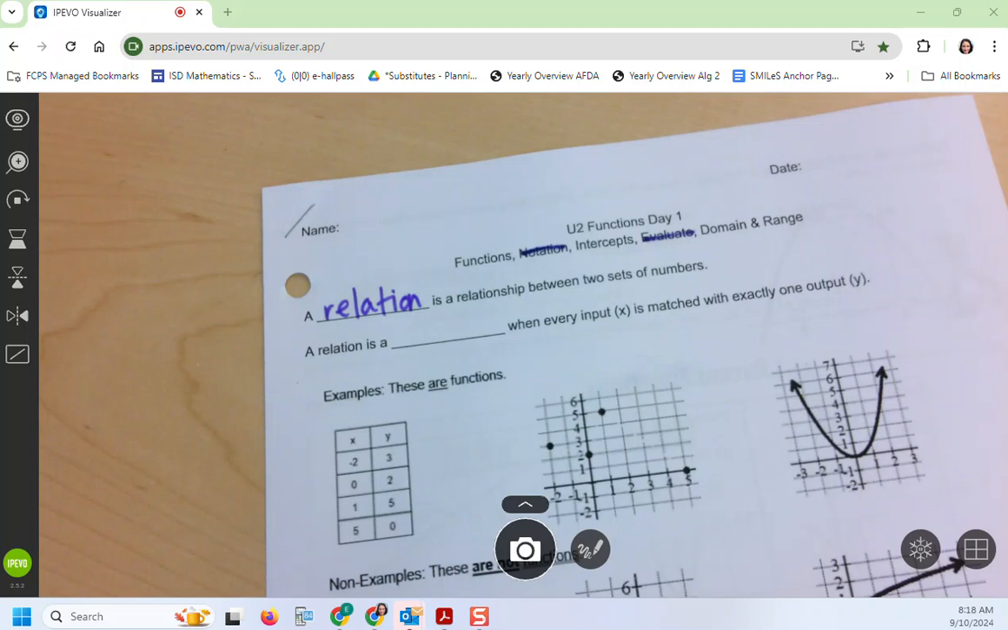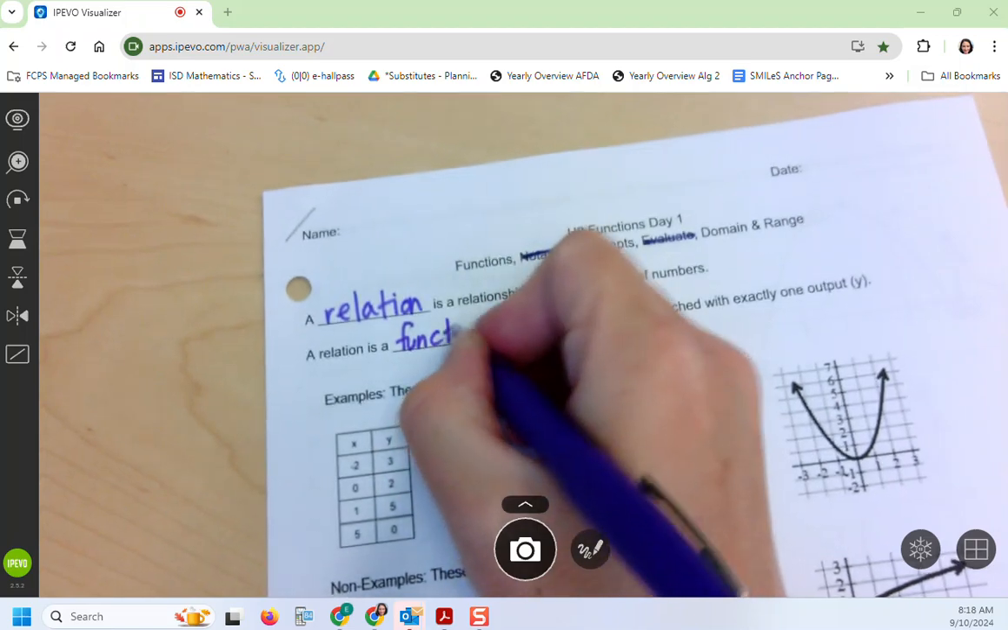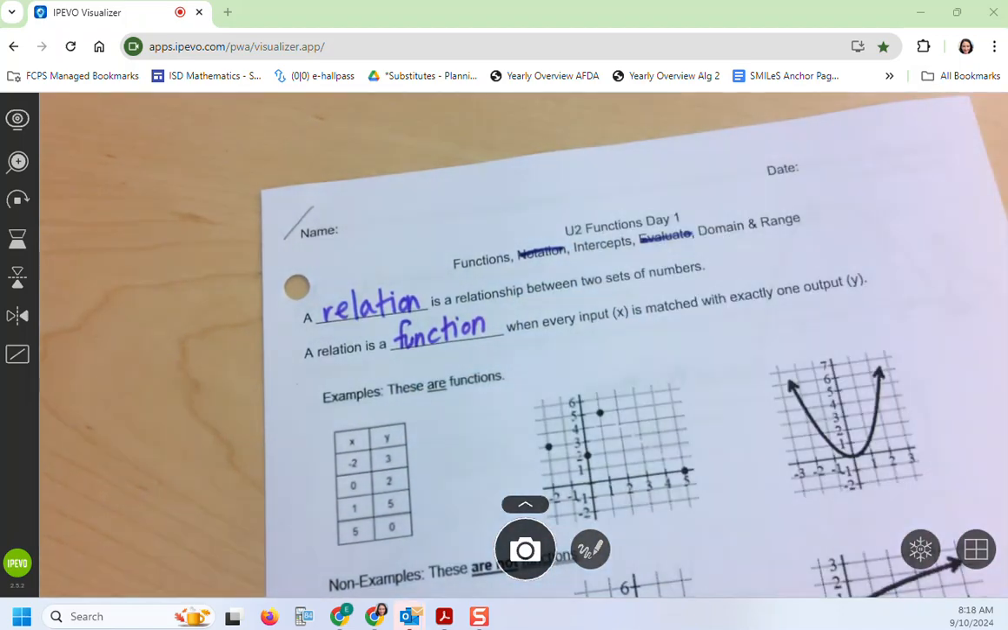But sometimes the relation is special when every input is paired with one output. Can somebody raise their hand if they know the name for that? When every input is paired with one output? I see one hand, but I'm hoping for a couple others. Might be near the top of the page. Anybody else want to help us? Lua. Function. Function, thank you. A relation is a function when every input is matched with one output.